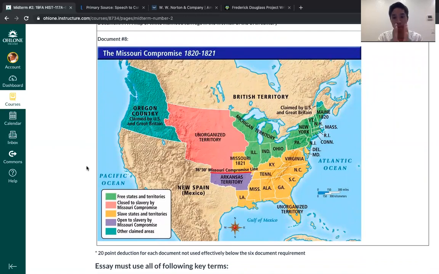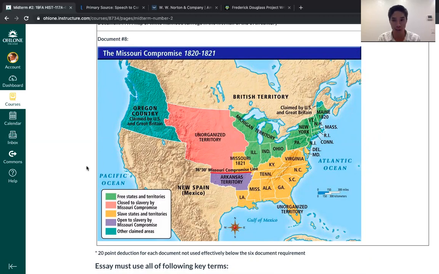This is a map of the Missouri Compromise. It's 1820 and 1821. And you look at this map, there was a controversy in 1820. Missouri wanted to come in as a slave state, but they worried that the balance of power between free states and slave states would be somewhat tipped in favor of slave states. And as a result, they came to a compromise. They created the state of Maine at the top to balance the power.